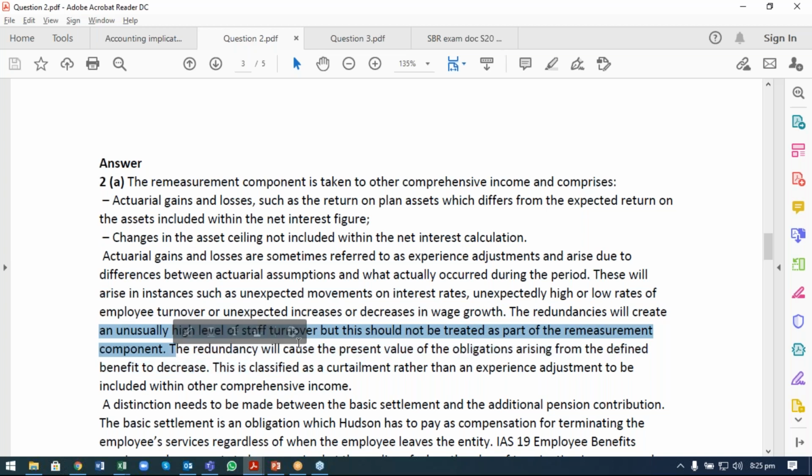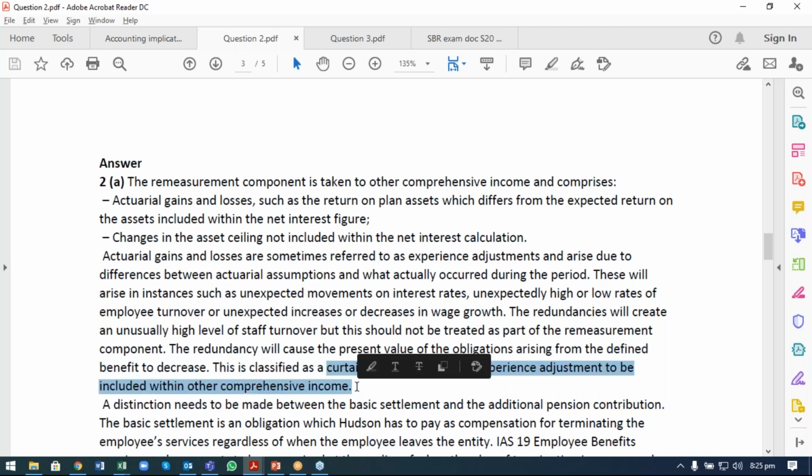The redundancy will cause the present value of the obligation arising from the defined benefit to decrease. This is classified as a curtailment rather than as an experience adjustment to be included within other comprehensive income. As it is a curtailment, it should not be charged to other comprehensive income because it's not based on some assumptions or estimates. It's something the company has decided, due to the new decision made by the company.